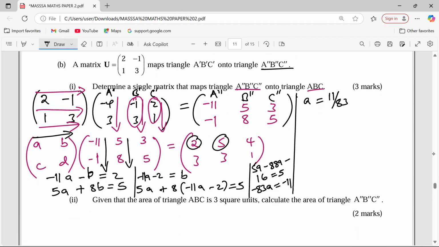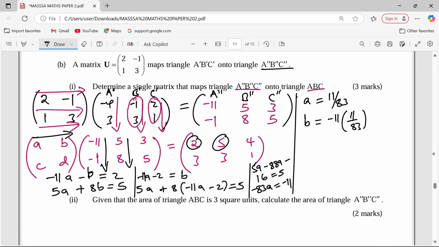We can also talk about something else here, because we have A. How can we get B? B will be given by negative 11 over 83.